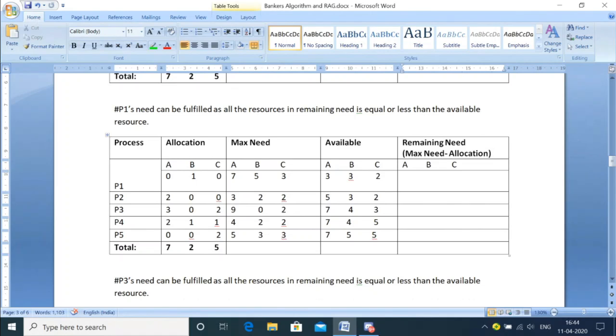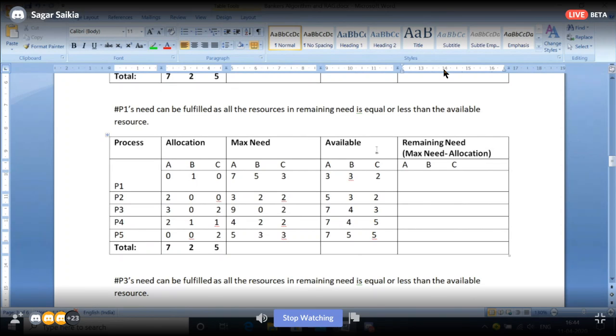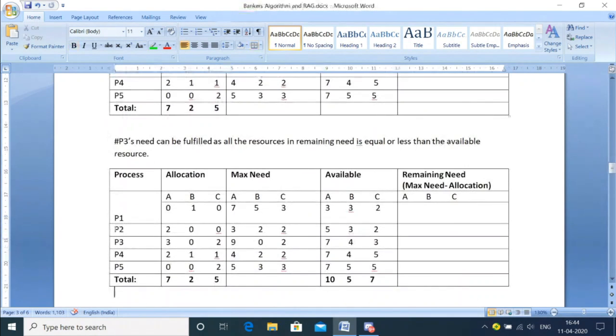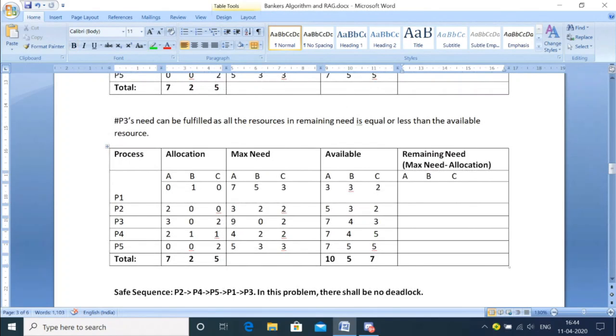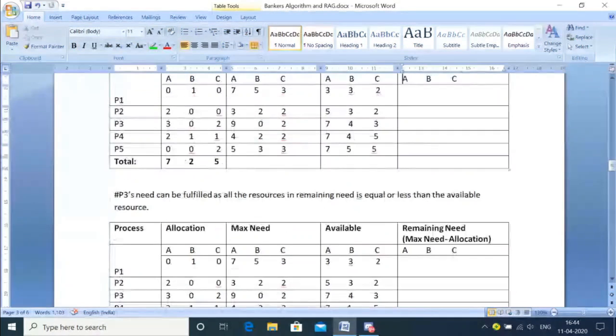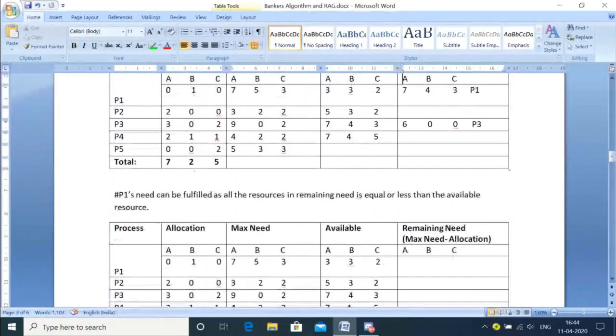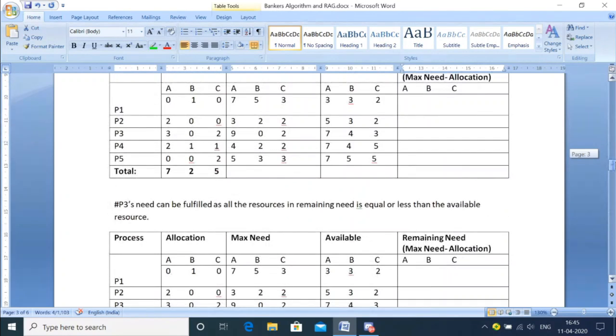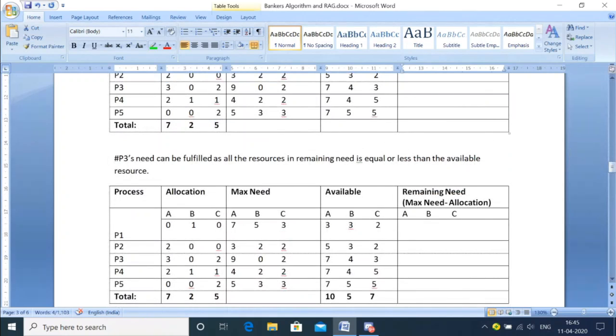So the moment it is out, whatever resources P1 was holding, what was the resource P1 was holding? 0 1 0. Sorry, I think P1 will go first. Last was P3. No, I made an error. Please don't mind. This should have been there, not P1. P1 is already out in this table only. I made a mistake, sorry. Actually, it should have been P3.